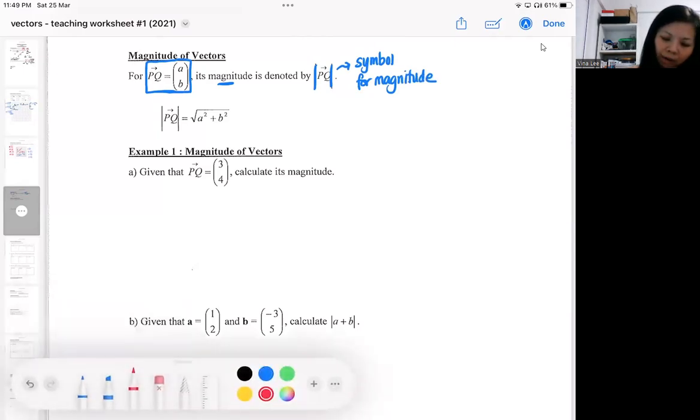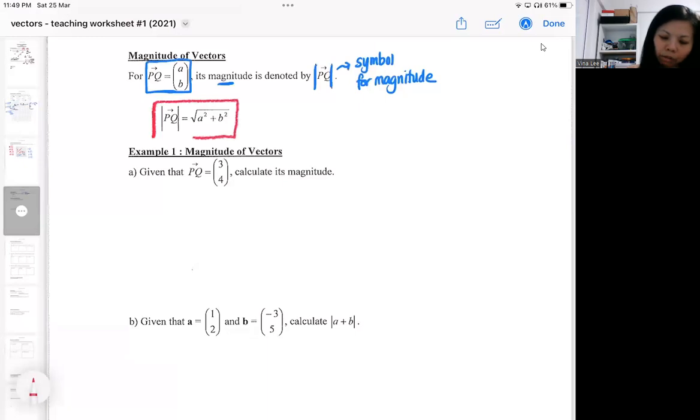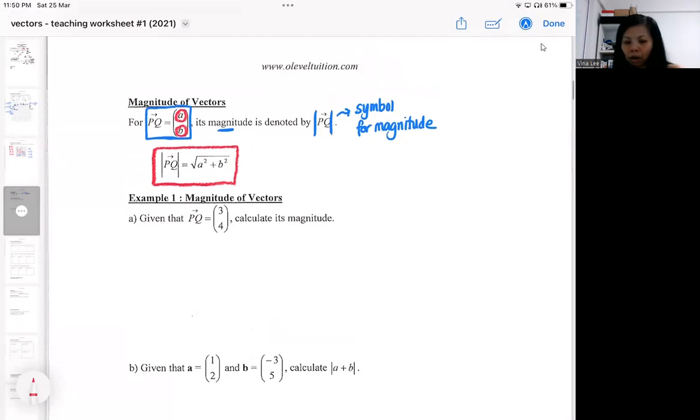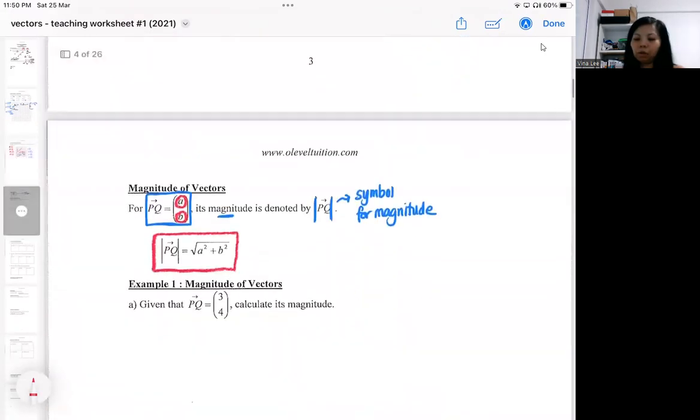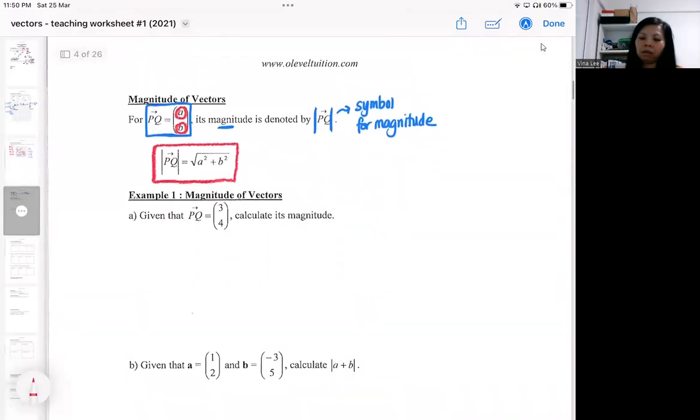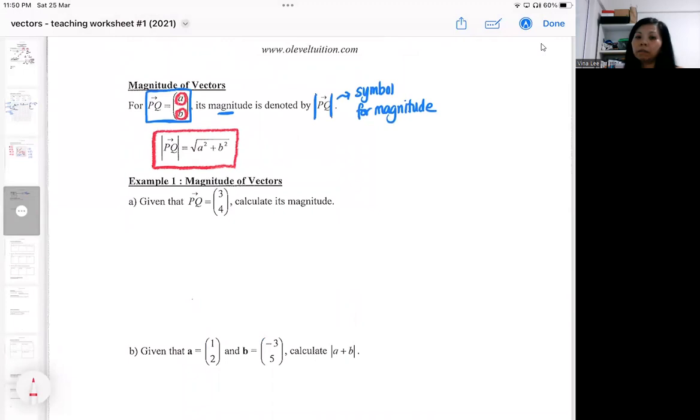The formula is a Pythagoras theorem. If you take a look, you take the numbers and you form a Pythagoras theorem. Okay, so why is the magnitude a Pythagoras theorem? If you recall how you drew your vectors just now, for example here, if I want to find this length, I can just take the horizontal 2 units and the vertical 3 units and do a Pythagoras theorem. So that's how the Pythagoras comes about. So the magnitude of a vector is like a Pythagoras theorem with the column vector.